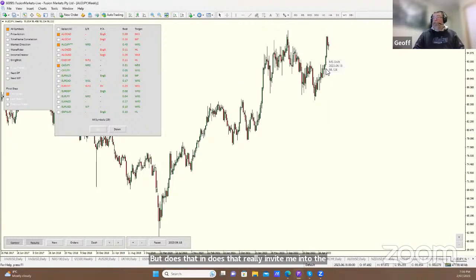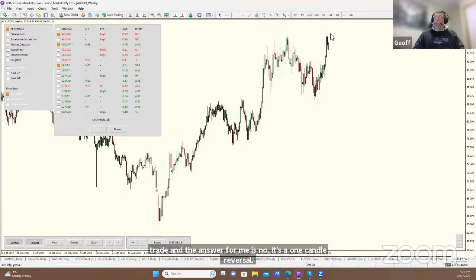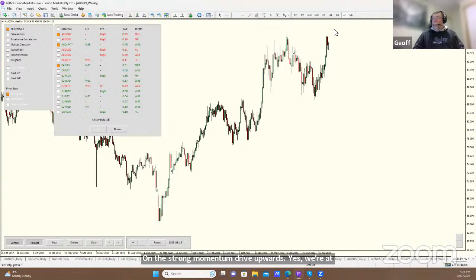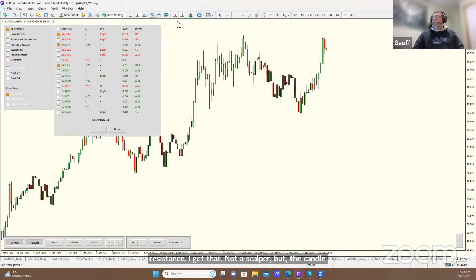It's a one candle reversal on a strong momentum drive upwards. Yes, we're at resistance. I get that. Not a scalper, but the candle's suggesting that we go long. If you're of that opinion that this market will continue to go long with that strong momentum, then that candle is probably not the worst.